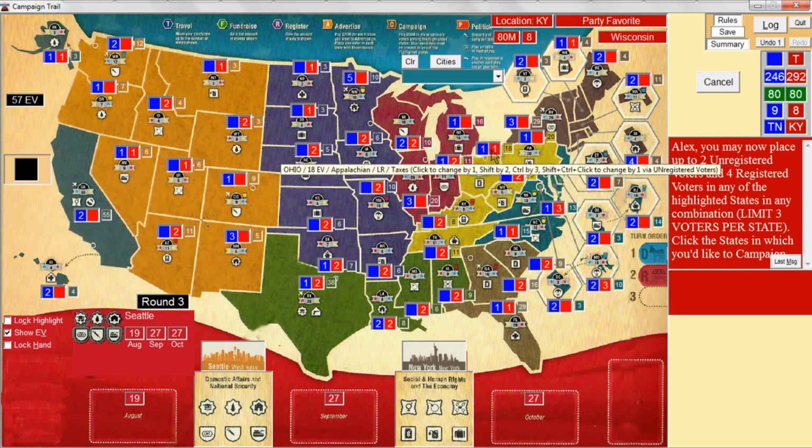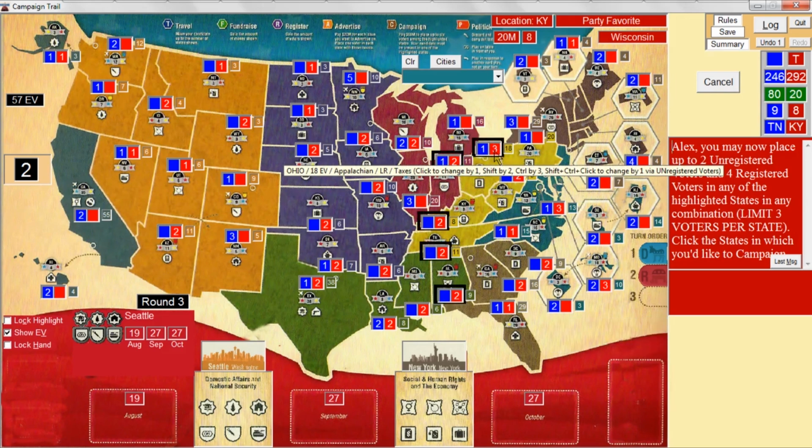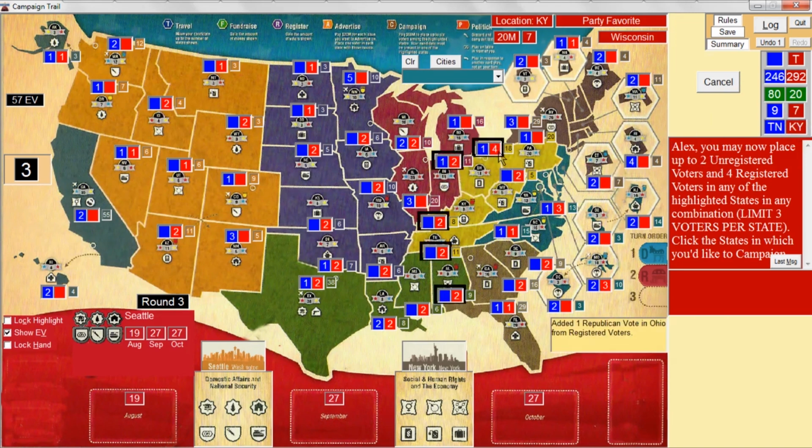Yeah, so I'm going to go ahead up here and place 3 voters in Ohio. That's a key battleground state. I certainly don't want to give up control of that. So it spent my $60 million. The first voter came from the unregistered supply. The second voter comes from the unregistered supply. I'm going to put a 3rd voter in Ohio. That's going to come out of my registered supply of 8. So now I'm down to 7. And I have 3 voters remaining that I can place.